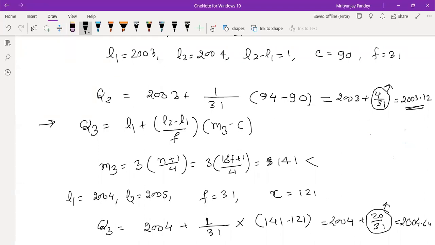Hope all of you understand this problem. Any doubt in this question? All of you understood? Yes, sir.